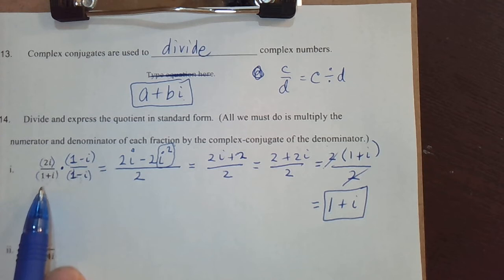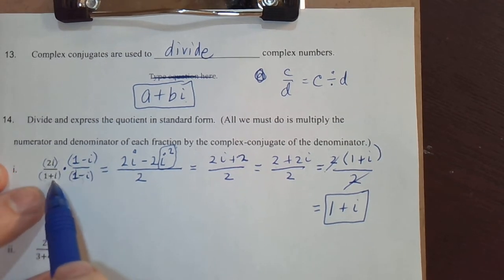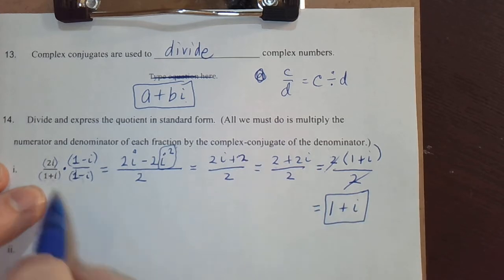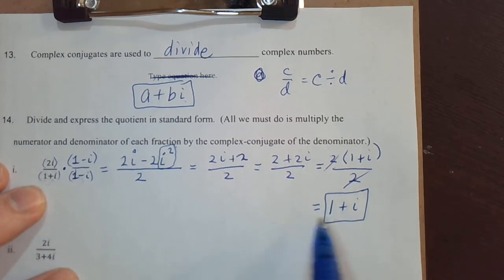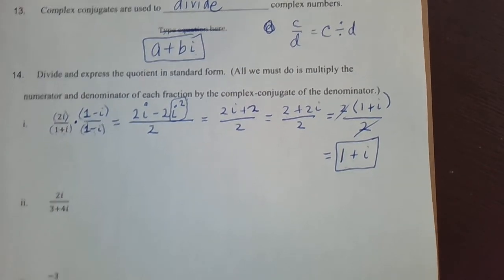Wow, that is really interesting. That 2i over 1 plus i is equal to 1 plus i. That doesn't happen very often. All right, so let's look at the second one.